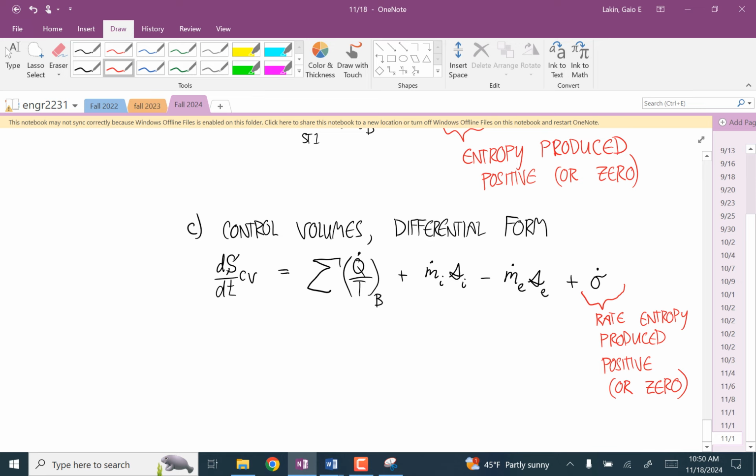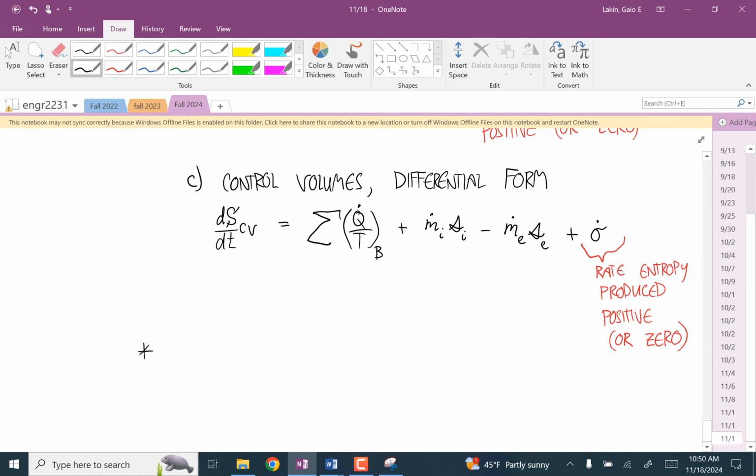And remember, as you do these questions, always be aware that the TdS equations might be useful. Just sometimes it comes up. And you can use those under any conditions.